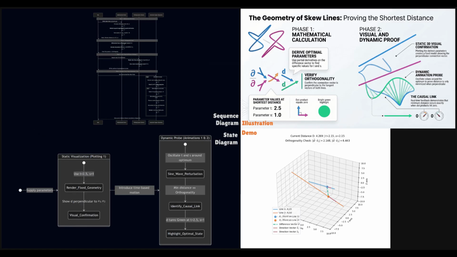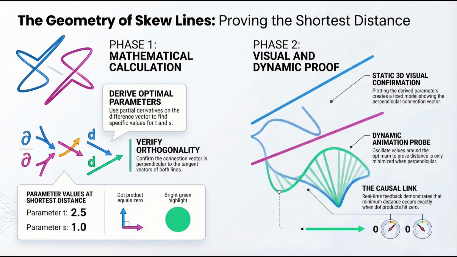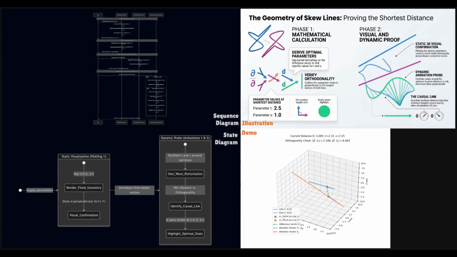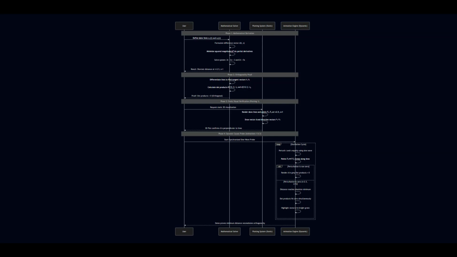The progression starts by identifying the specific locations on each line that are nearest to one another. Once these locations are identified, the system performs an analytical check to confirm that a bridge connecting these 2 points is perfectly perpendicular to the direction of both lines.